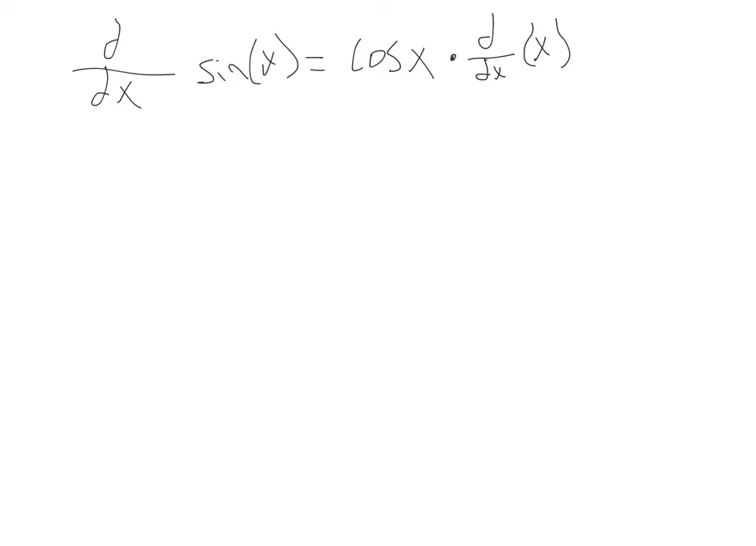Now, of course, if I just want the derivative of sine of x, I get the cosine of x times the derivative of x, but what is the derivative of x? It's 1. So if you look it up, they'll tell you that the derivative of sine is cosine. They don't say anything about the angle measure. You need to think about it.